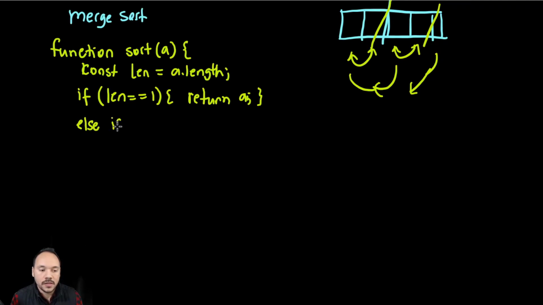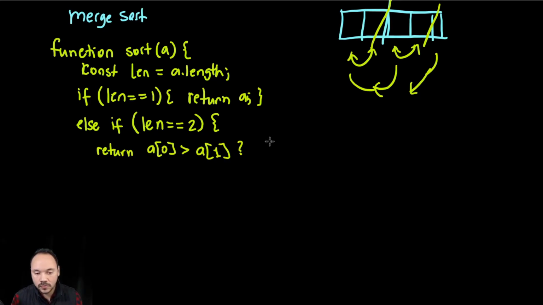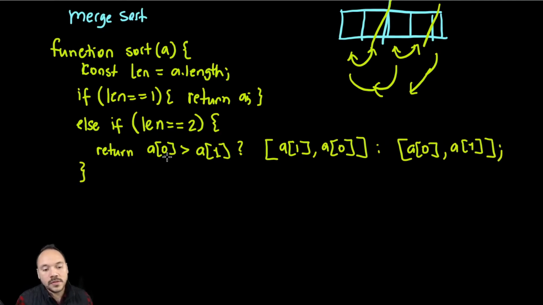However, if it has two elements, we can do something. We can merge two elements. It's very easy. We just need to compare if the first one is bigger than the second one, and we know it goes one way or the other. So in code, it will look something like this. What it's doing is comparing.